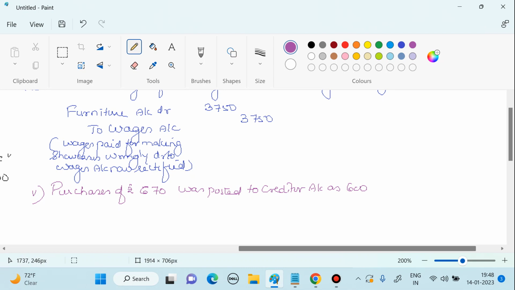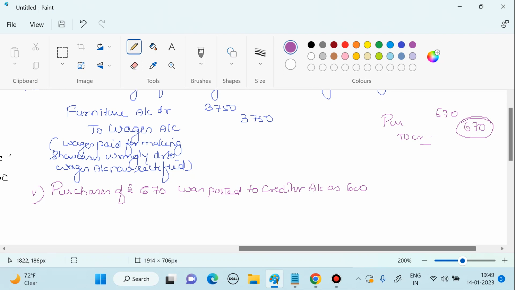670 was posted to creditor account as 600. Ma'am, purchases should have been debited. Purchase account to creditor. Okay. So the entry is purchases account debit to creditor 670. This is the journal entry. But when they posted to the ledger in the creditor account, they posted it as 600. They should have put how much? 670. But they wrote it as 600. So what has happened here?